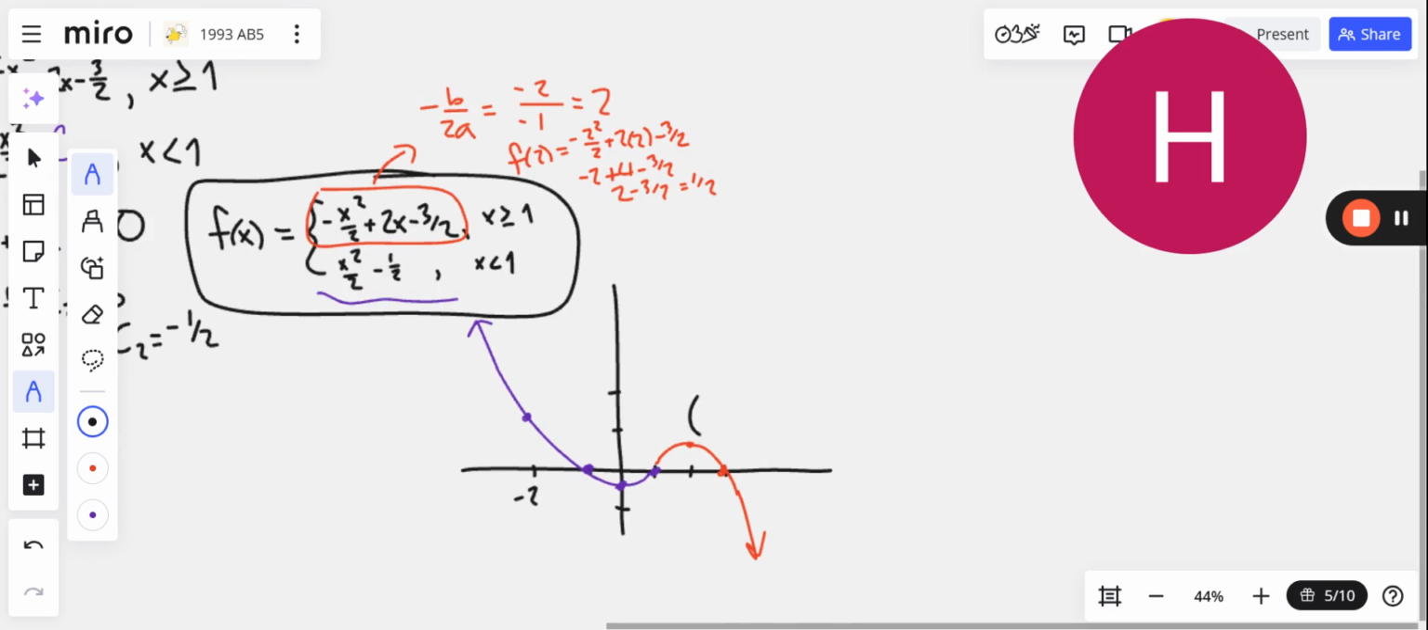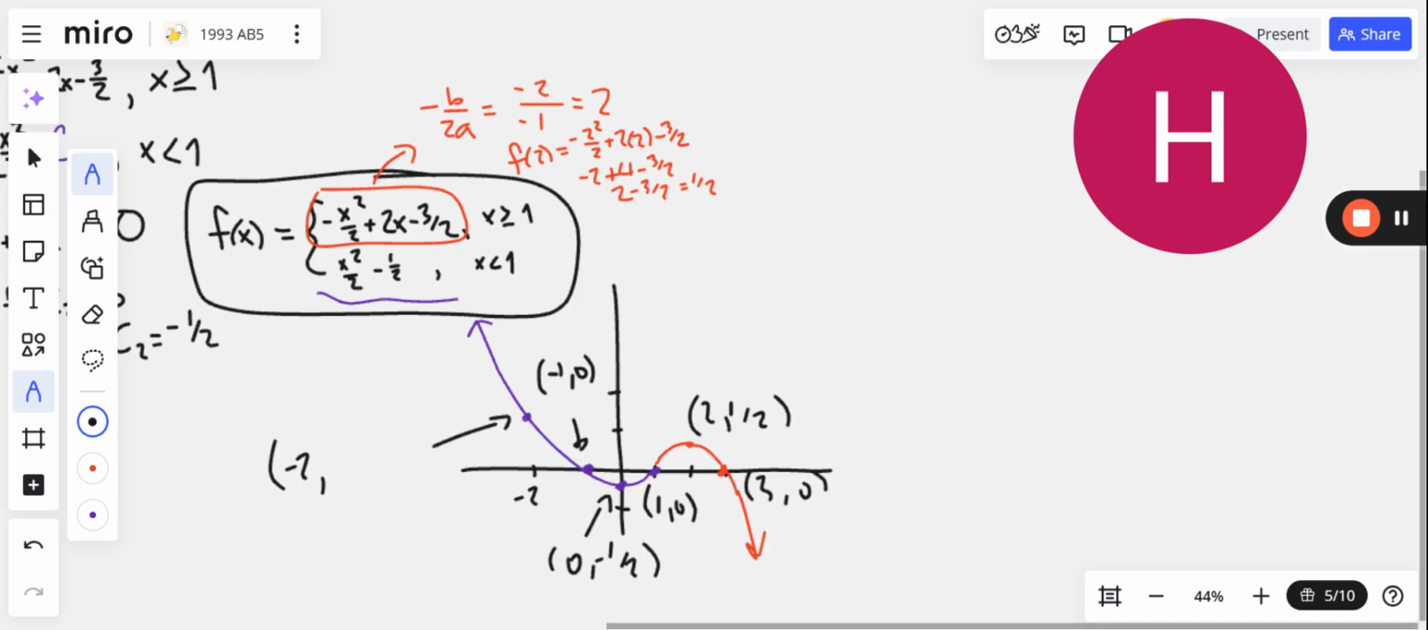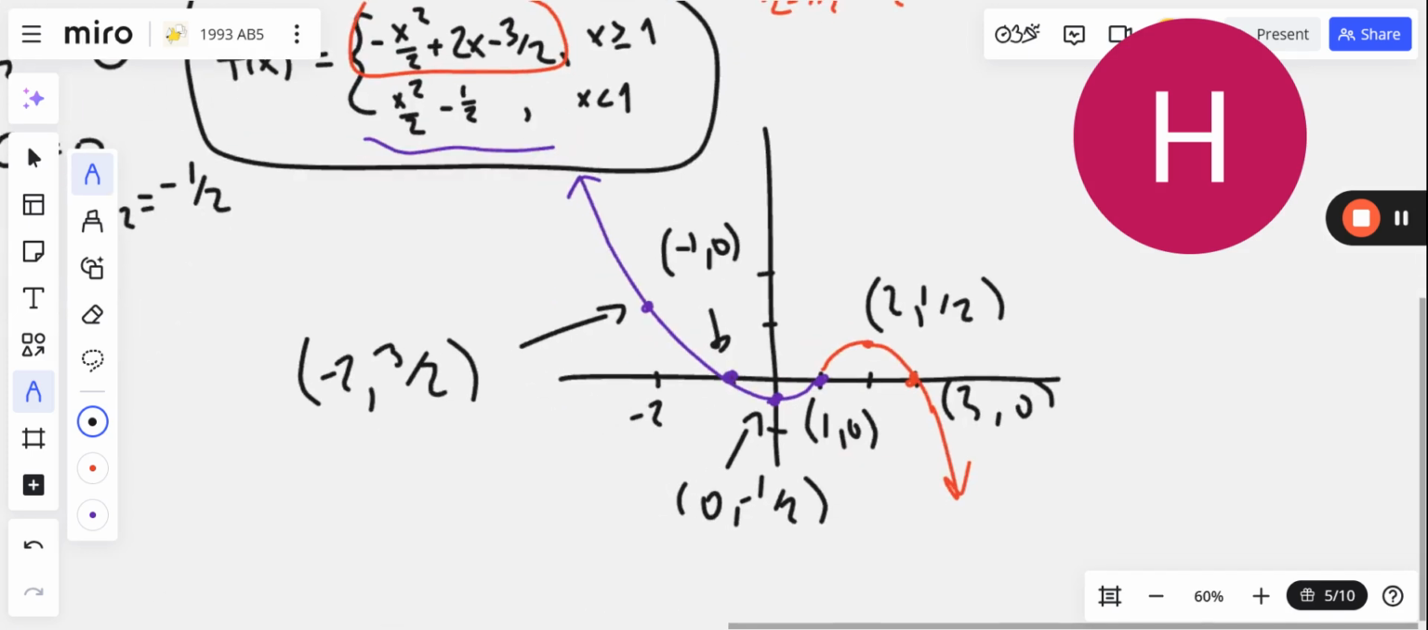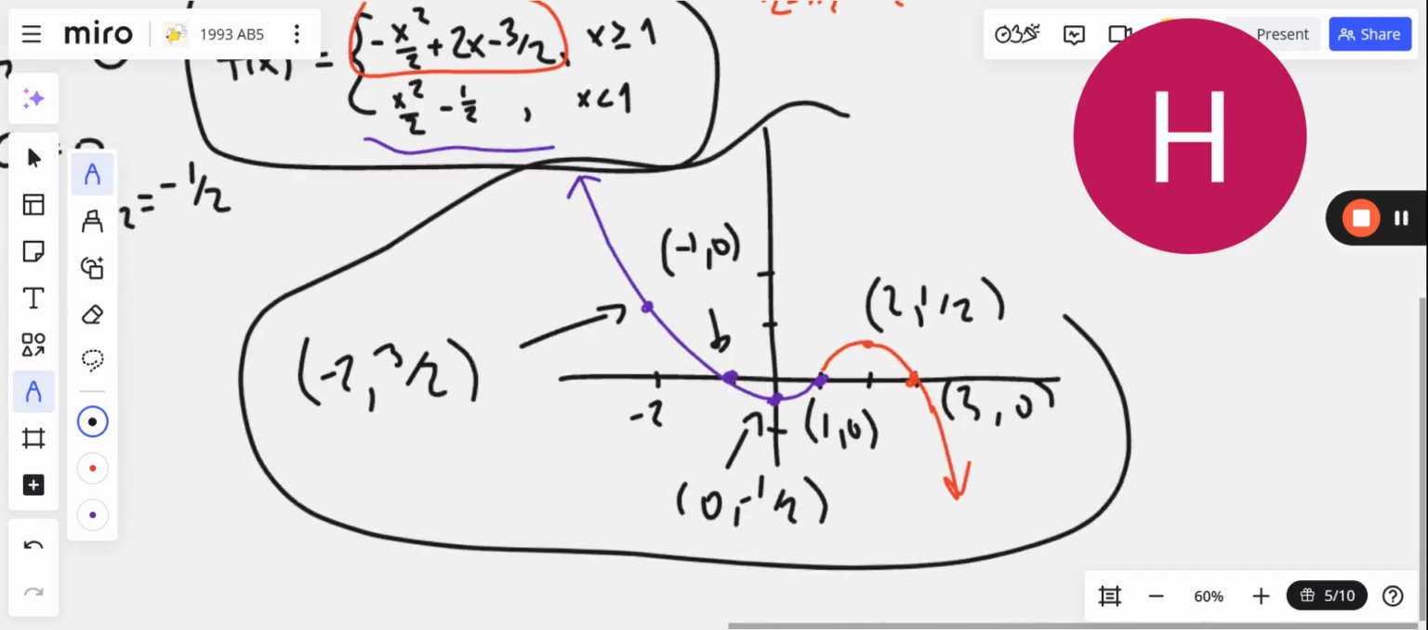We have 2, 1/2. We have 3, 0. We have 1, 0. We have 0, comma, negative half. We have negative 1, comma, 0. We have plenty of points here now. Negative 2, comma, 3 halves. That's plenty of values there. Okay, so that'll do it for our sketch.